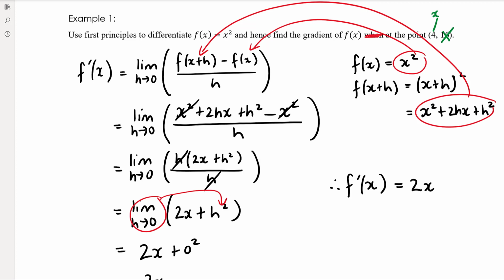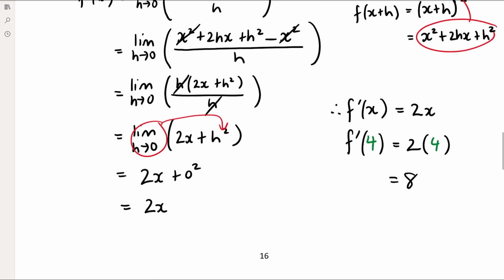So if we want to know the gradient when x equals 4, we can write f dash at 4. Okay, so we are working out the gradient when x is 4. And then we just sub that into our gradient function. So it's just going to be 2 times 4, and so therefore the gradient is 8. So at the point (4, 16), the gradient is 8.